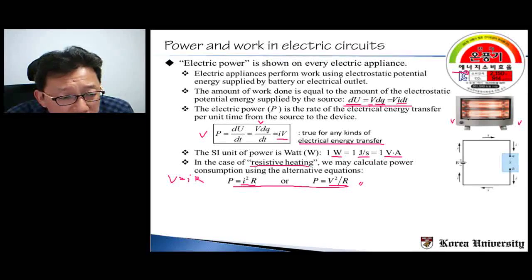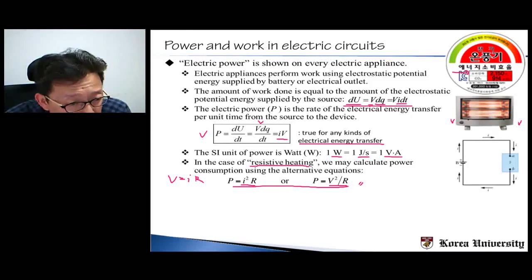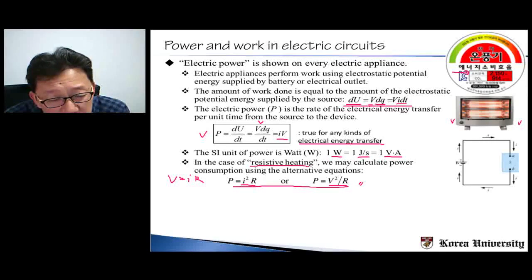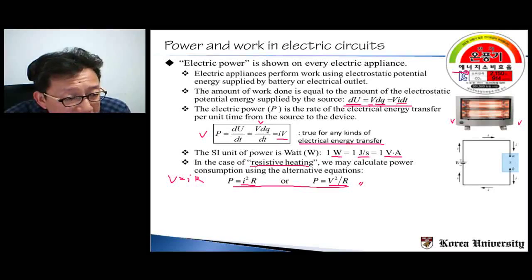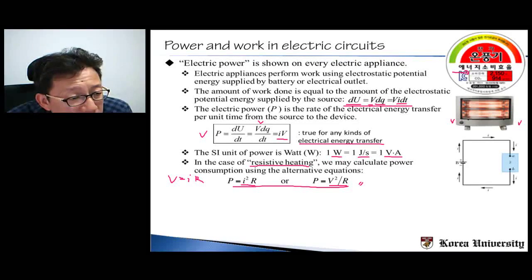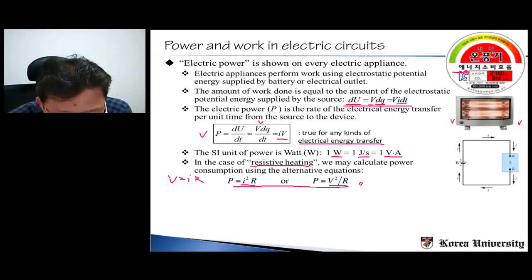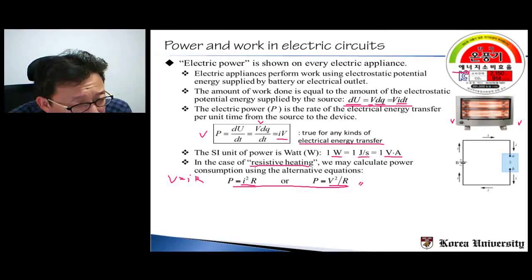But remember, these two equations you may use for calculating the power consumption of a heater like this, but you cannot use them in the case of, say, a smartphone, or a television, or any kind of thing that does not use resistive heating. So this is only for heating appliances.